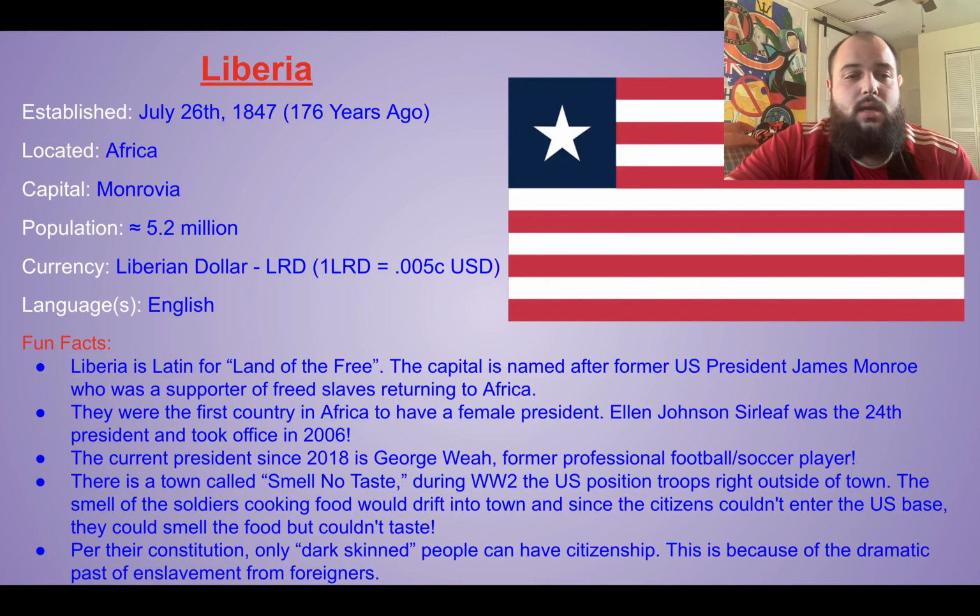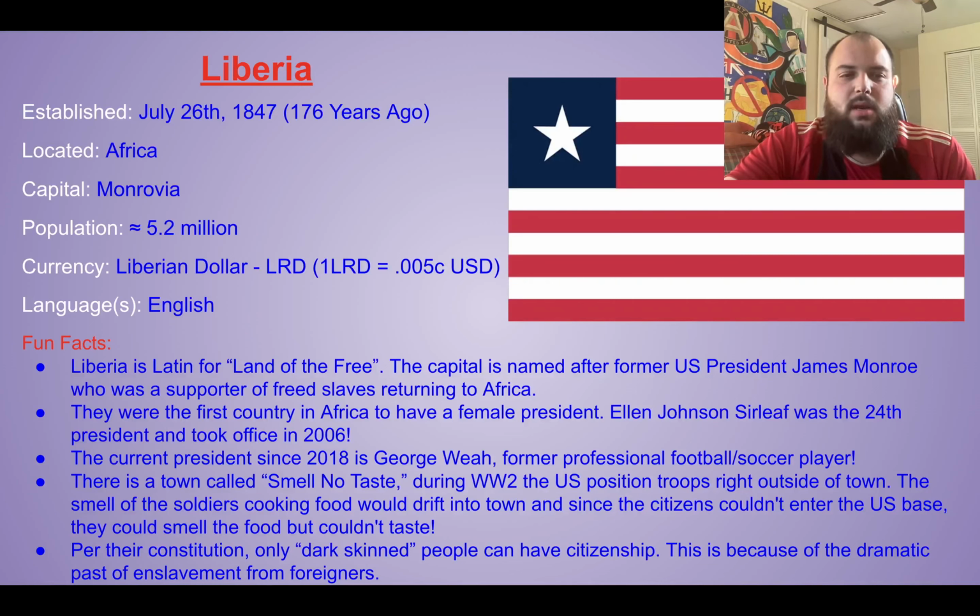0.005 USD. So yeah, I think it's 186 Liberian dollars to equal $1 US. So that's kind of a lot. We could be a millionaire there with not so much money here. English is actually their primary language. The majority of the country speaks English, which is kind of cool if you wanted to visit Liberia. It's pretty easy for anyone in North America or anybody that speaks English.